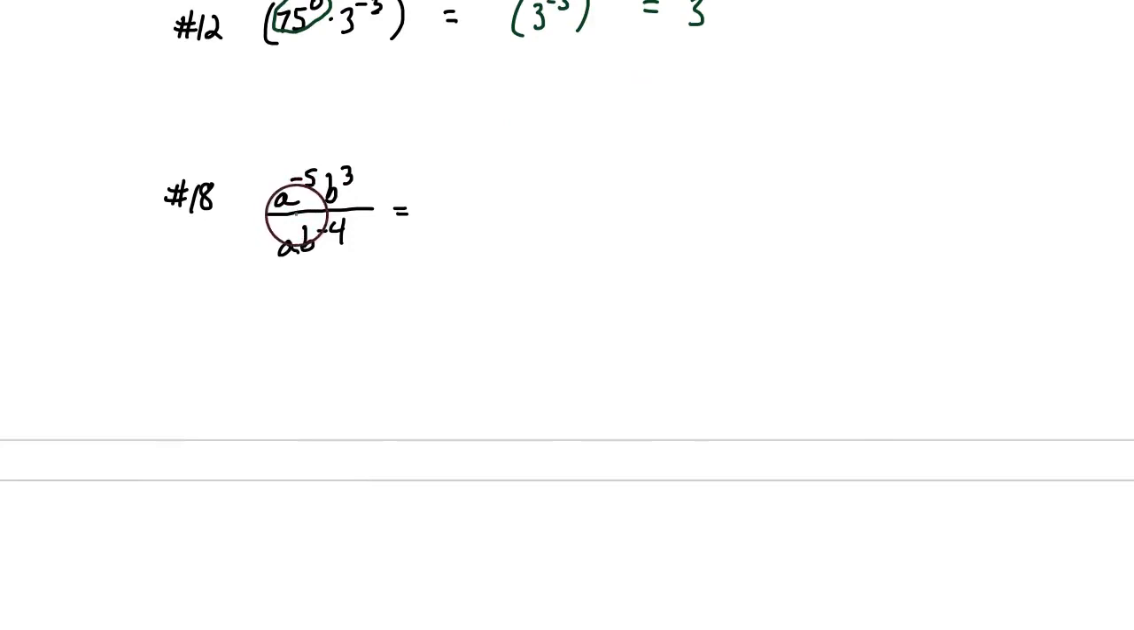Number 18, let's use the rule about dividing by subtracting the exponents. Start with the letter A. -5 subtract 1 is a -6. Now do the letter B. 3 subtract -4 is a 7. The b to the 7th will stay in the top, but the letter A had a negative exponent. Move it into the bottom and give it a positive exponent.